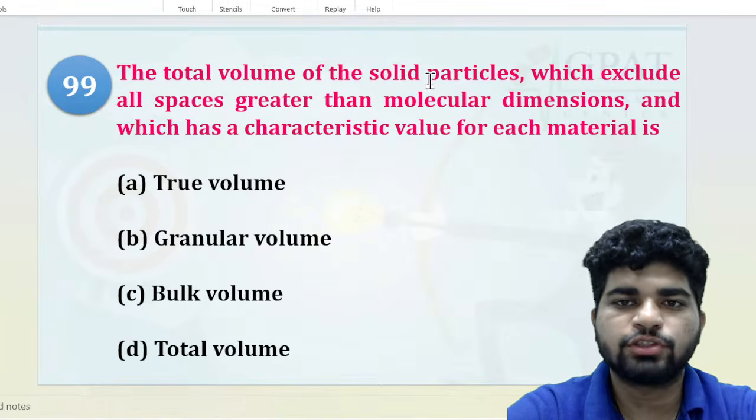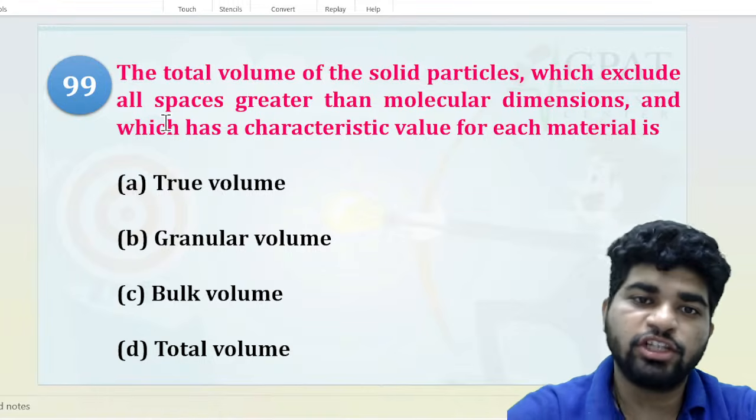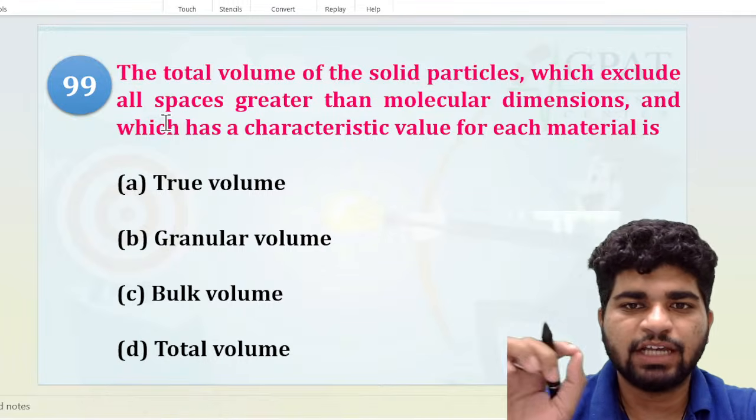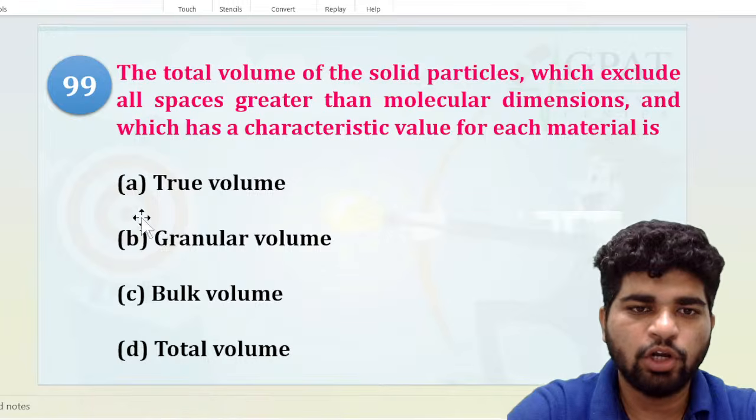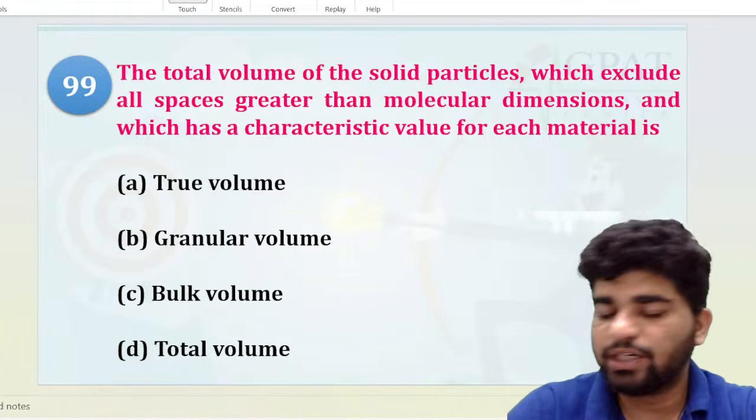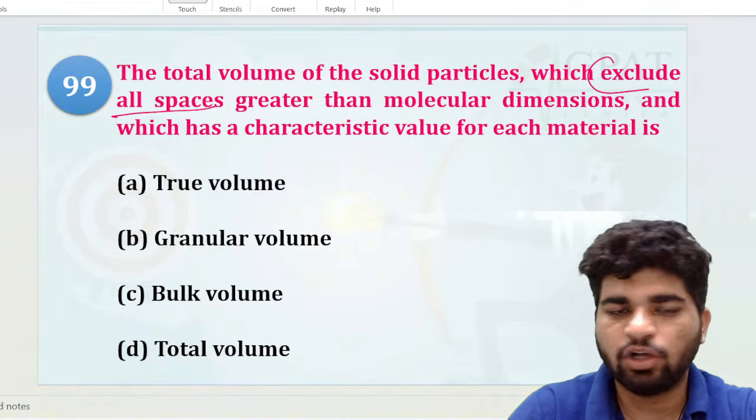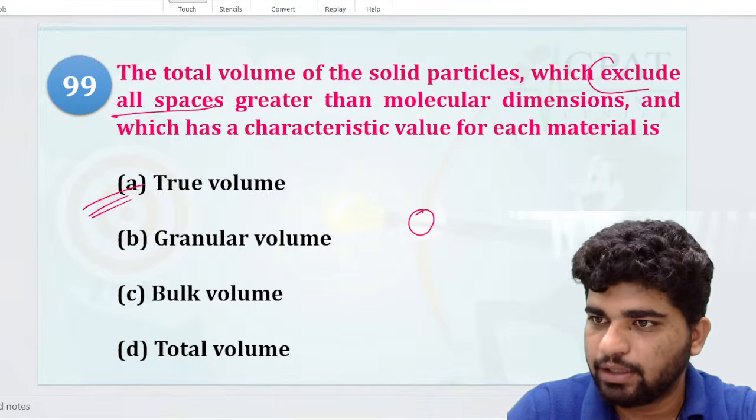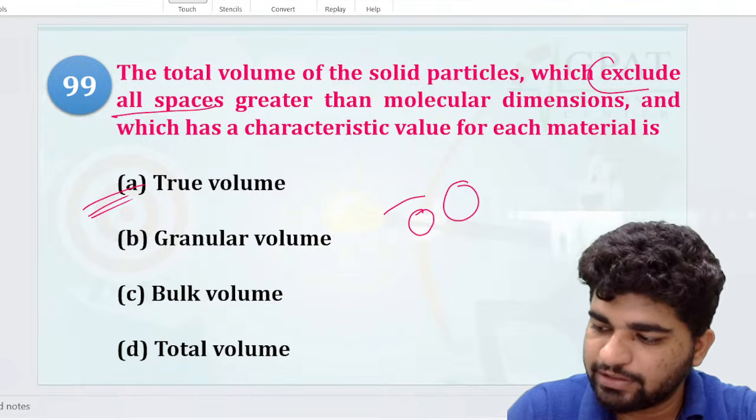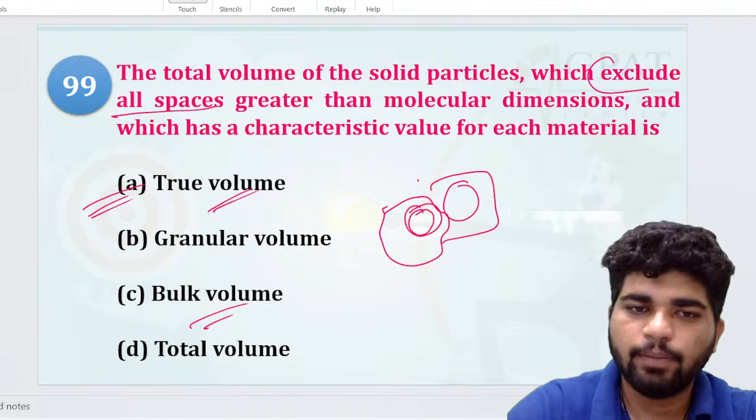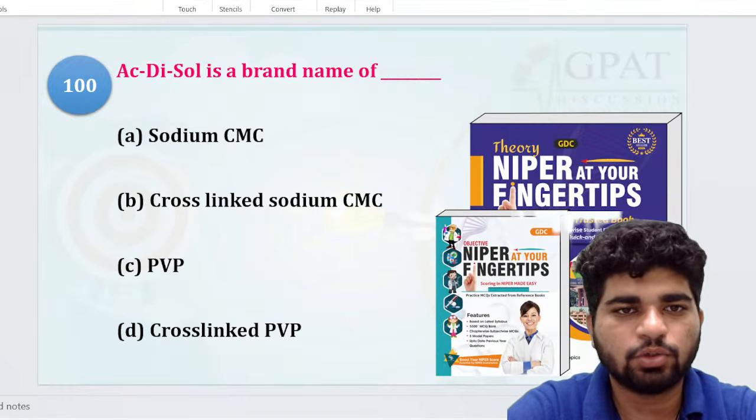Now, the total volume of the solid particles, which excludes all spaces greater than molecular dimensions, and which has a characteristic value of each material: true volume, granule volume, bulk volume, or total volume? They have asked excluded all spaces. That is your true volume only. For example, this is your particle. So this space only is considered true volume. If I talk about all this space, that will be your bulk volume. So A is going to be your true volume.